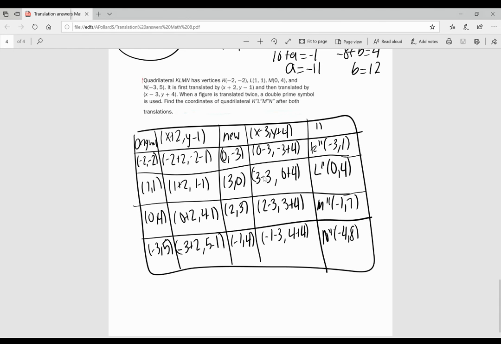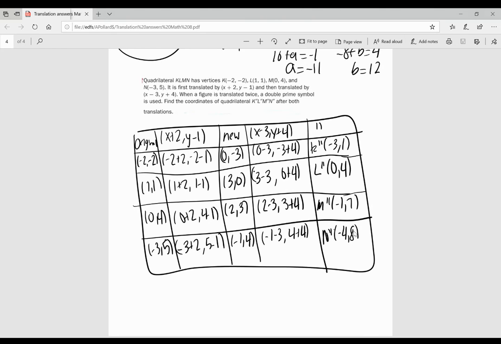Then 3 minus 3 is 0. 0 plus 4 is 4. Good to go. 2 minus 3 is -1. 3 plus 4 is 7. Good to go. And -1 minus 3 is -4. 4 plus 4 is 8. And those are our 4 points. And that's what our final answer would be.